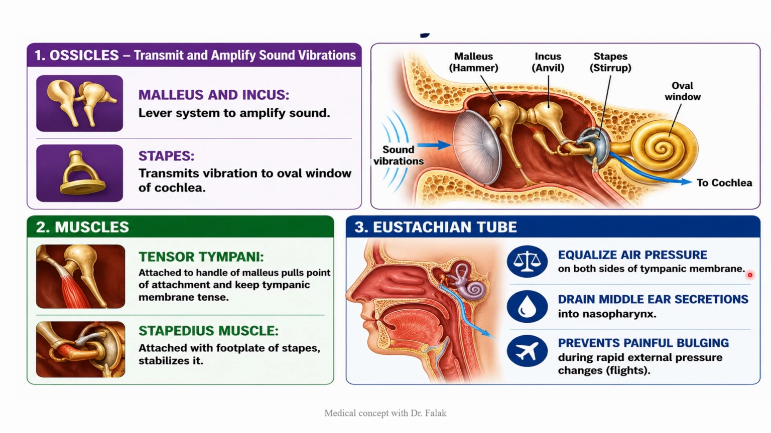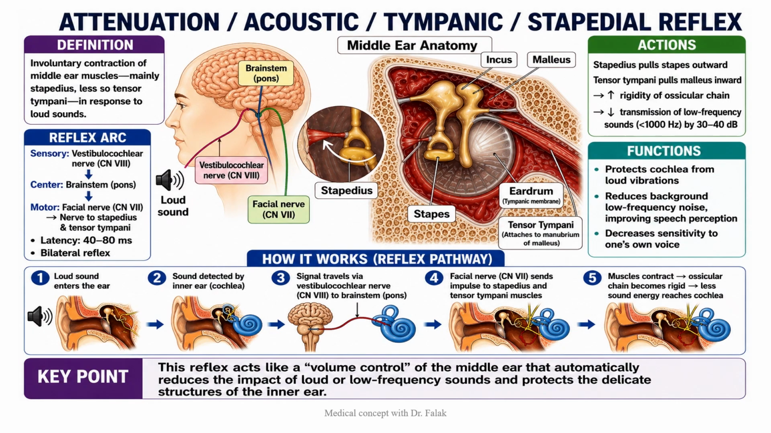While the eustachian tube is responsible for the equalization of the air pressure on both sides of the tympanic membrane. It drains middle ear secretions into the nasopharynx and it prevents painful bulging during rapid external pressure changes. Now come to the most important exam concept, that is the attenuation reflex. The attenuation reflex is also referred to as the acoustic, tympanic or stapedial reflex. By definition, it is an involuntary contraction of the middle ear muscles, especially the stapedius, and lesser so the tensor tympani, in response to loud sounds. Why are we saying the stapedius muscle?